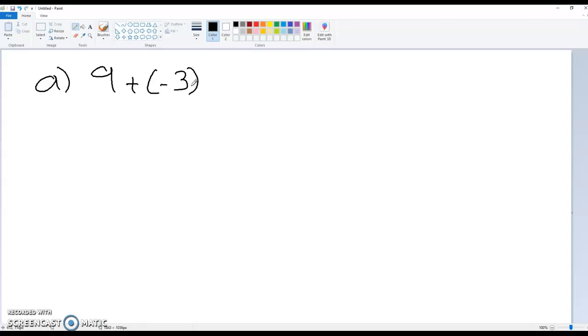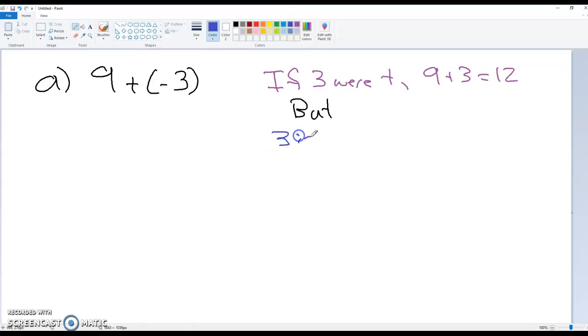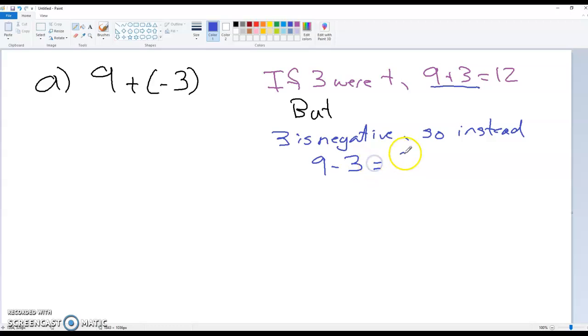Okay, so we have this question, 9 plus negative 3. And the thinking is just something like this. If 3 were positive, 9 plus 3 would be 12, right? If it were positive, we would know exactly what to do with it right away. But 3 is negative. So instead of this 9 plus 3, it's going to turn into 9 minus 3 and give me a 6.